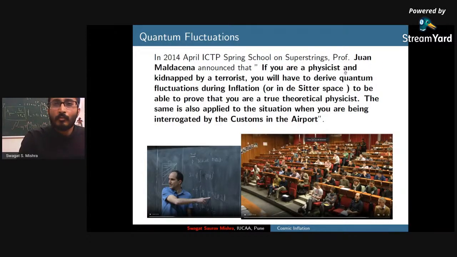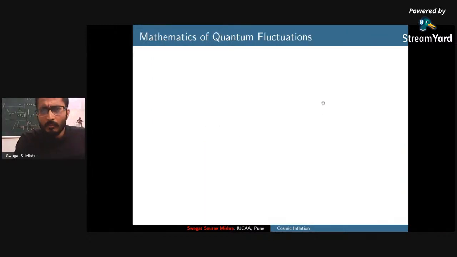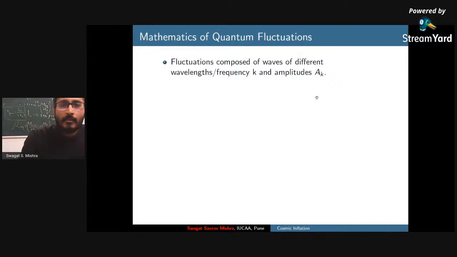And here's a quote from Juan Maldacena, which you can read much later, from a school where I was there. He said, this is the most important calculation every physicist should know. So I cannot stress how important it is. Okay, we're almost at the end. I'll show you a little bit of mathematics.